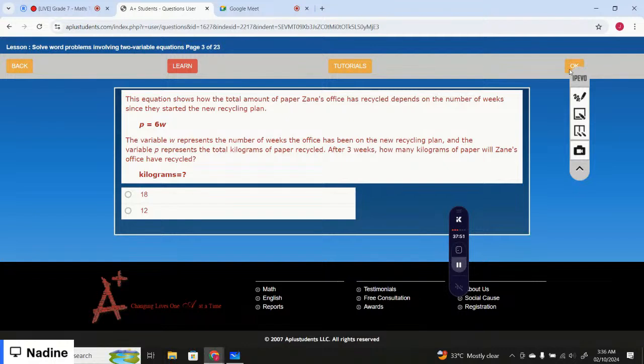The correct option is 6 times 3 is 18. So after 3 weeks the kilograms of paper Zane's office has recycled is 18 kilograms. Option number 1 is the correct option.